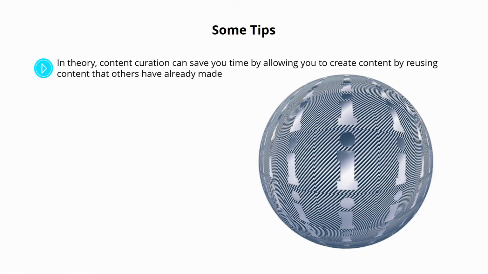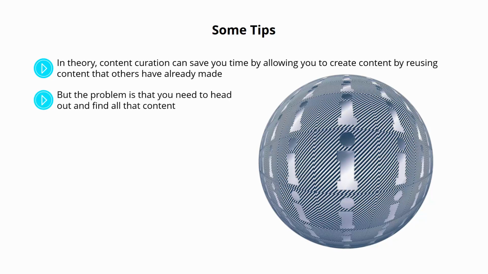Some tips. In theory, content curation can save you time by allowing you to create content by reusing content that others have already made. Theoretically, this then means that you can save time because you don't need to write all the content yourself. But the problem is that you need to head out and find all that content. It needs to be interesting and high-quality content, meaning you'll need to sift through the unsuitable stuff.